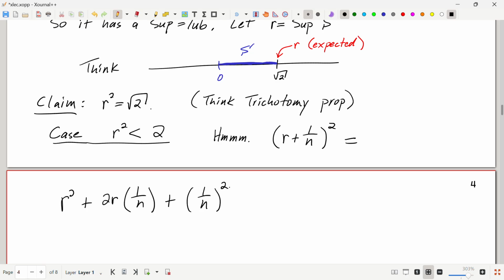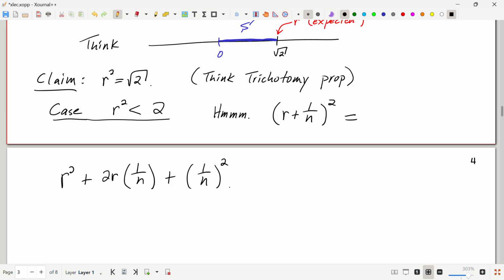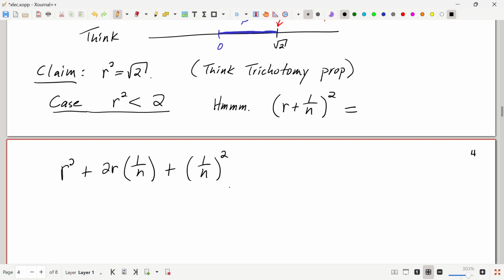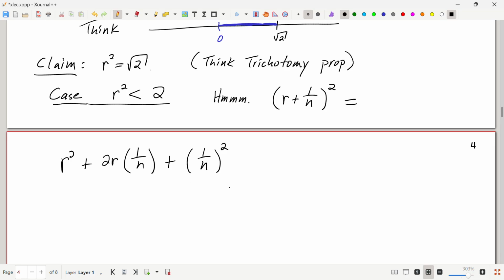And maybe I can make that less than 2. R squared is less than 2, and this other stuff is really small. So in fact, I can pick n big enough to make that other stuff really small and get a real number whose square is also less than 2. And that would mean that r is not an upper bound. There's one that's even bigger.